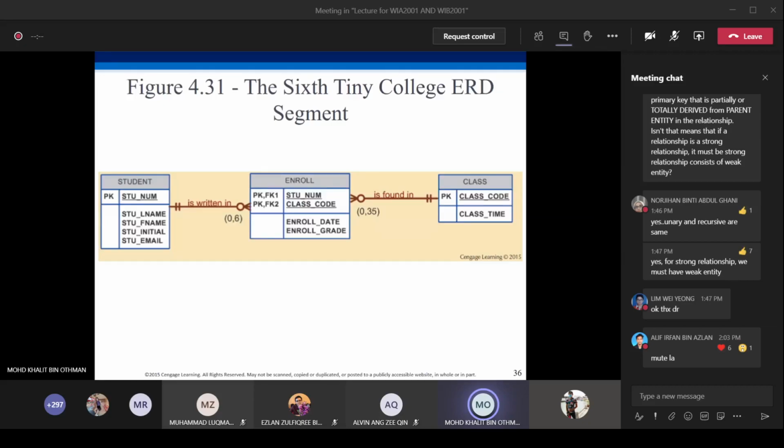We have 3 entities here, which are student, enroll, class and so on. Okay, you can refer to your notes. The relationships are student is written in enroll, and class is found in enroll. This is an example of the relationship between student and enroll, and the relationship between class and enroll. Okay, and then we have a one-to-many relationship between student and enroll and between class and enroll.